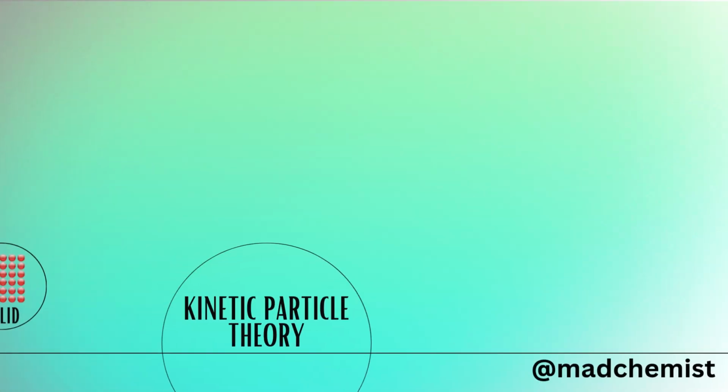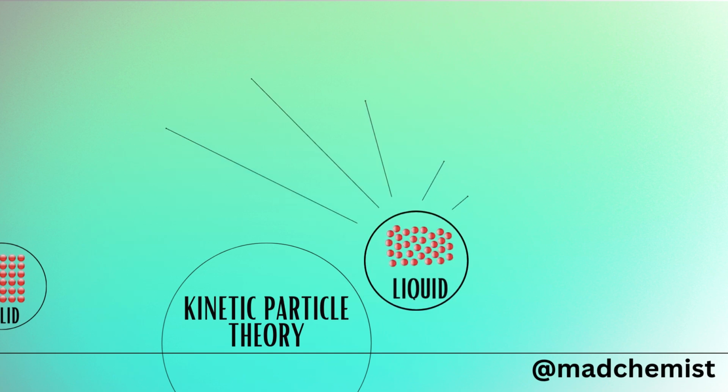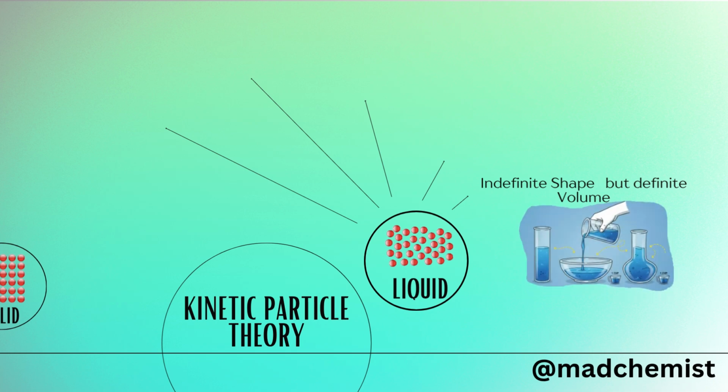Let's move to the next state, that is liquid. Liquids have indefinite shape but definite volume. Their shape is not defined but their volume can be defined. You can put water or liquid, the volume remains the same but the shape changes, just like in the first picture. This is a measuring flask. Here the volume is 1 liter but the shape is changed.